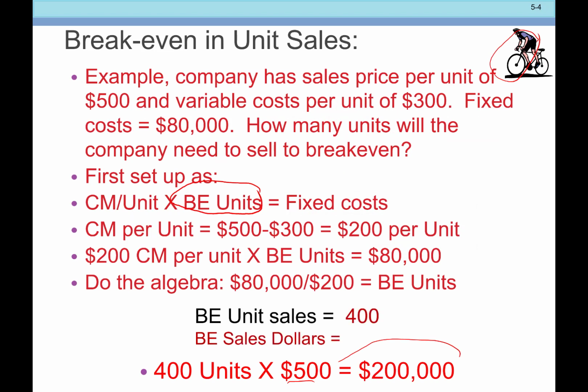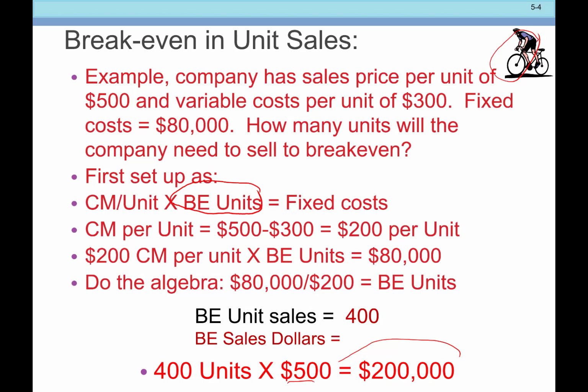We've got this bike company, and its sales price per bike is $500 per bike. Its variable cost per bike is $300. So you take the 500 sales price minus the 300 cost per unit, and that is going to give me my contribution margin per unit here, which is what? $200 contribution margin per unit. Sales price minus variable cost gives me the contribution margin per unit.